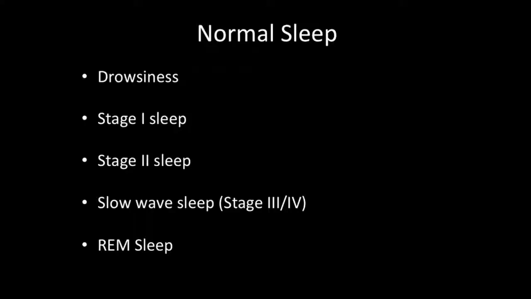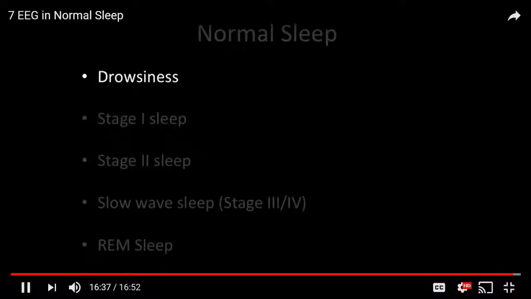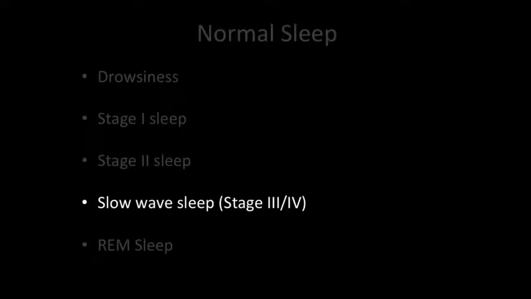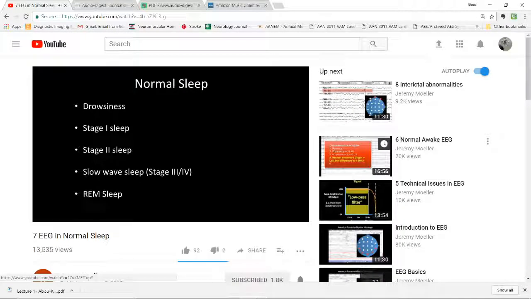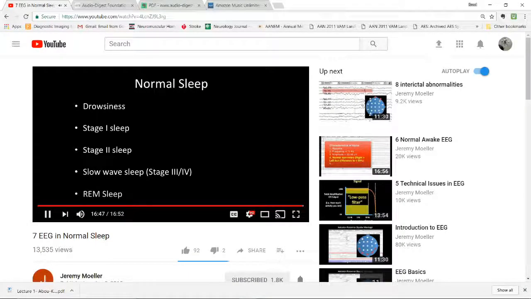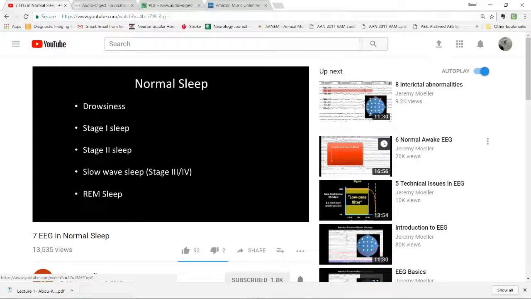To summarize, we have reviewed the five different stages of normal sleep, including drowsiness, stage 1, stage 2, slow wave sleep, and REM sleep. Being aware of the normal components of sleep allows us to recognize abnormalities, which will be reviewed in subsequent videos.